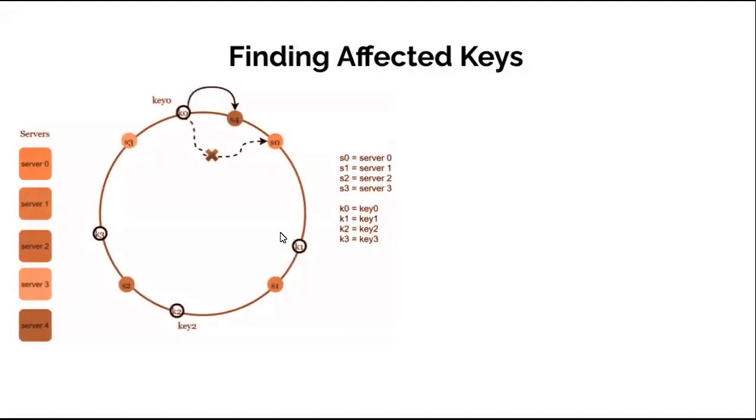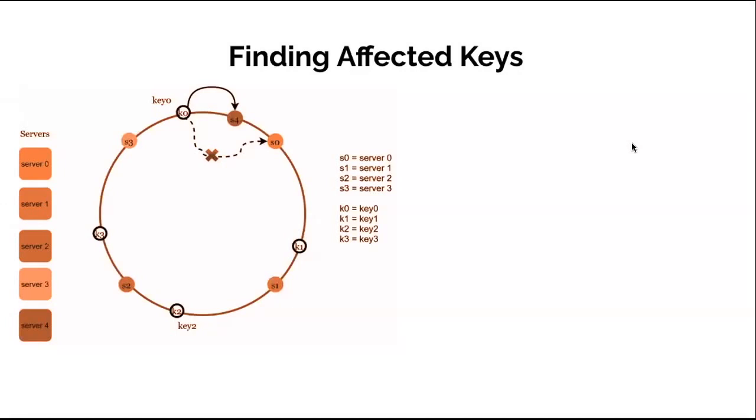Now, if we see the diagram, server 4 is newly added to this hash ring. So the affected range, since the new S4 server is added, right? Now that S4 is added, we can move anti-clockwise around the ring until a server is found.